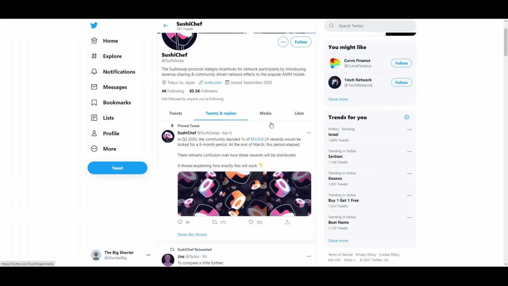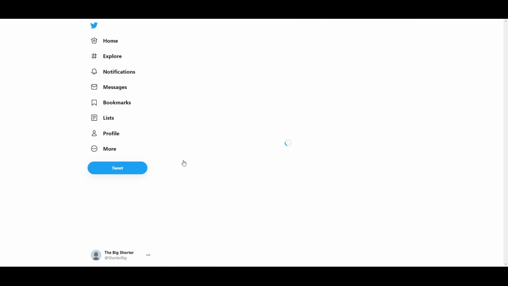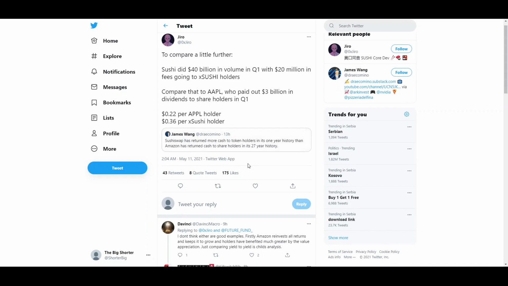Now, something interesting that I saw on their website, take a look at this. Sushi did $40 billion in volume in Q1 with 20 million in fees going to Sushi holders. Compare that to Apple, who paid out $3 billion in dividends to shareholders in Q1. So per Apple holder, $0.22, and per Sushi holder, $0.36. So SushiSwap has actually returned more cash to token holders in its 1-year history than Amazon has returned cash in 27 years of business.